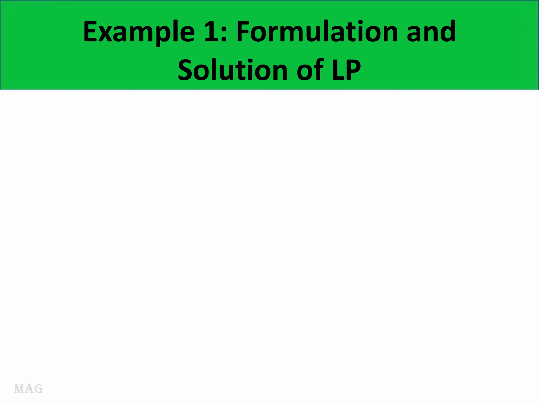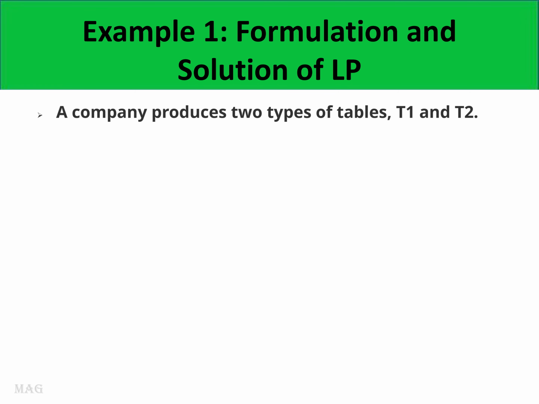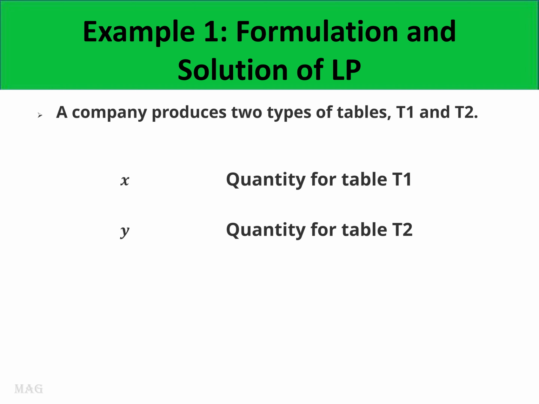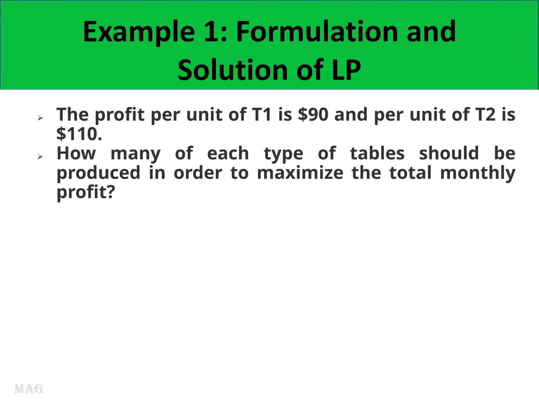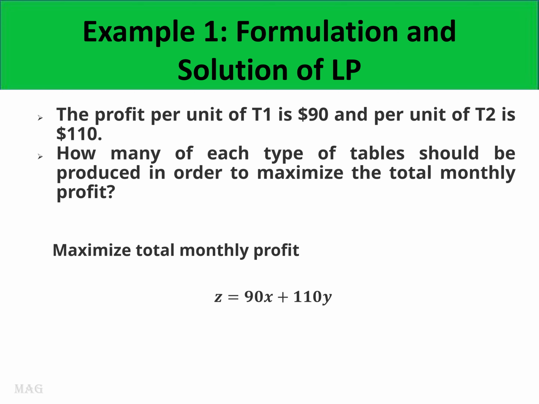To solve the problem, we first formulate the linear programming problem. We identify the decision variables. Since the company is selling two types of tables, X would be the quantity for table T1 and Y would be the quantity for table T2. Next, we formulate the objective function. Since the profit for table T1 is $90 and $110 for T2, the objective is to maximize the total monthly profit, which we will represent by Z. The total monthly profit is computed using the formula 90 times X plus 110 times Y.